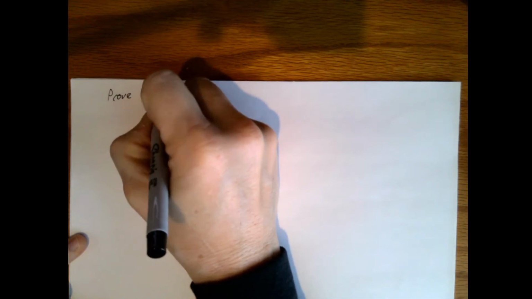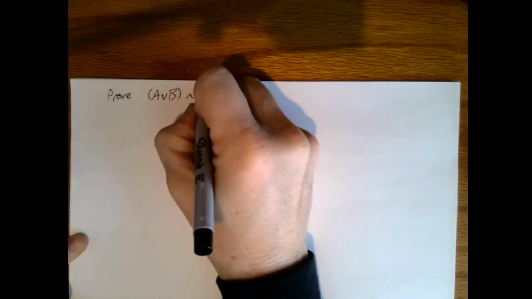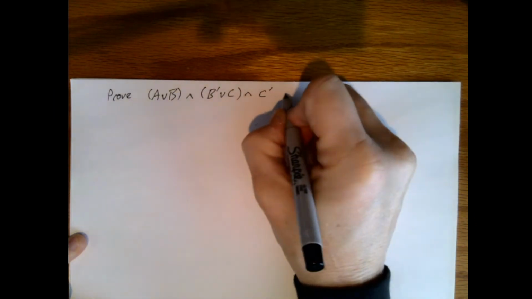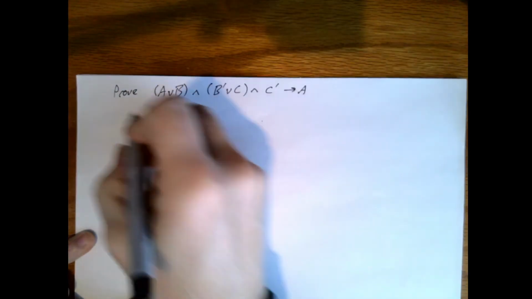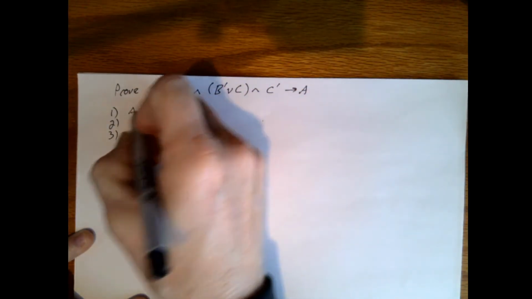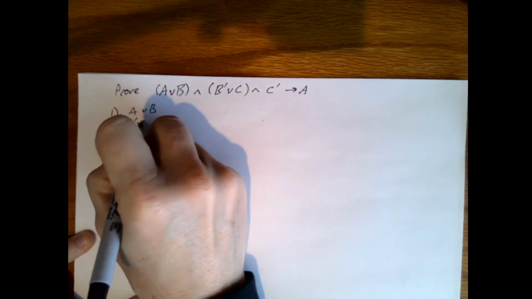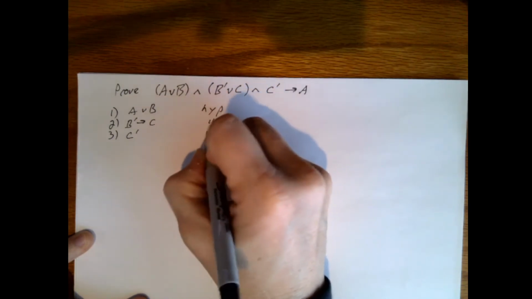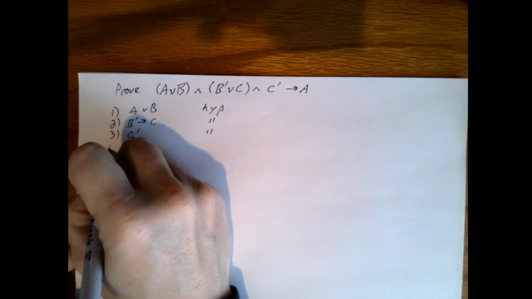Let's work some more problems. So prove: A or B, and not B implies C, and not C, all that together implies A. So we have three hypotheses: A or B, not B implies C, and not C. Hypothesis, hypothesis, hypothesis. So what do we do now?